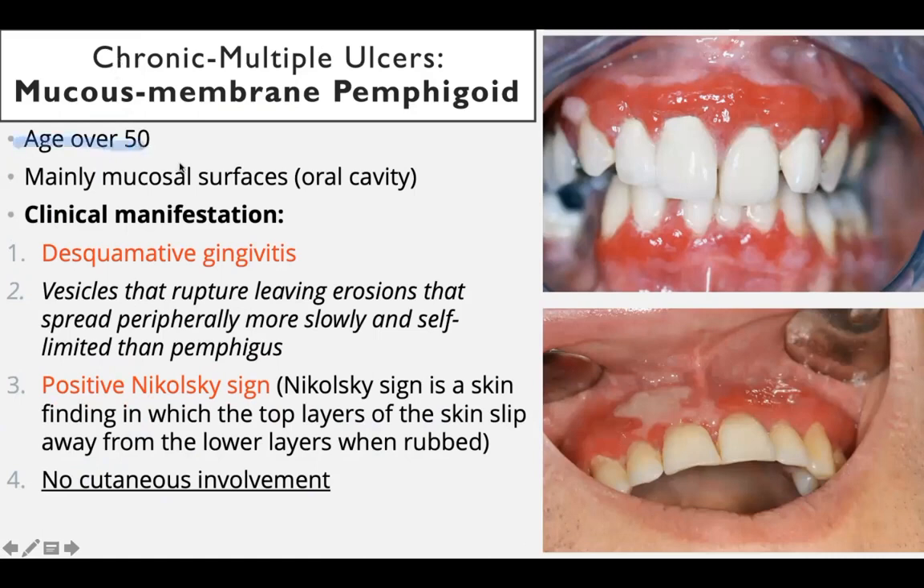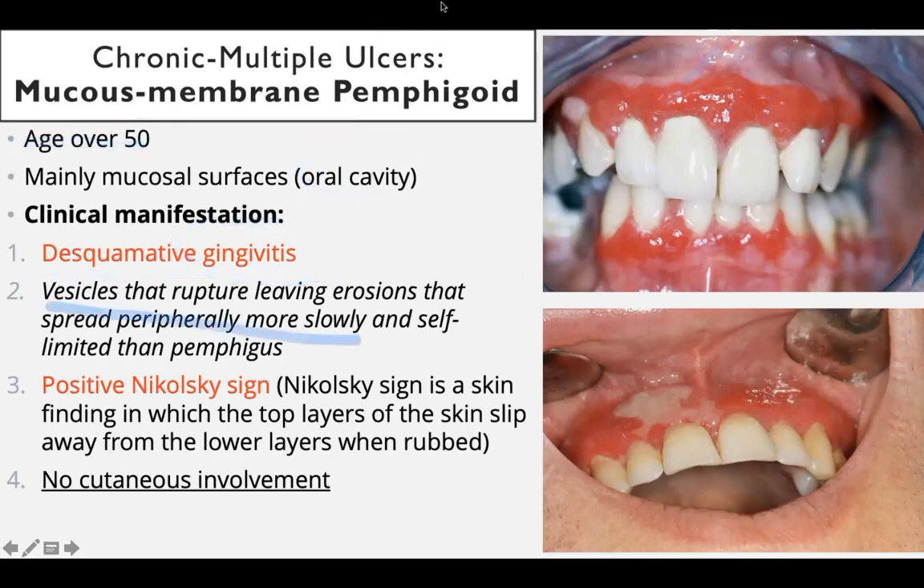Age over 50 years old. For mucous membrane pemphigoid, the age should be over 50 years old, with mainly mucosal surfaces of the oral cavity involved. That's why it is called mucous membrane. The clinical picture was desquamative gingivitis. Desquamation will occur. What is that? Squamous cell epithelium will fall off while there is inflammation of the gingiva.